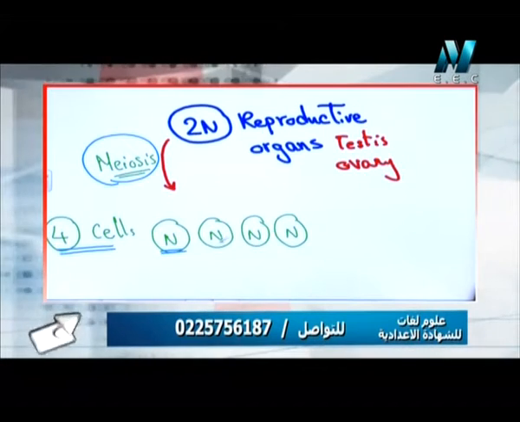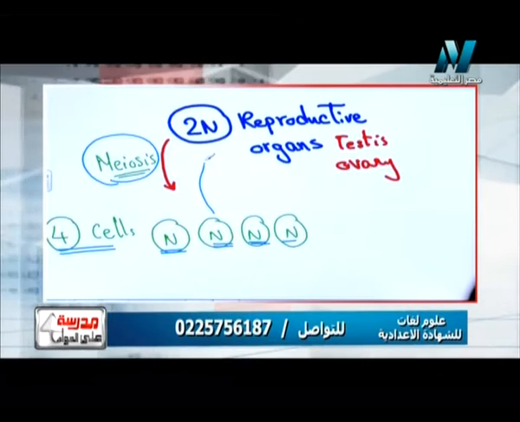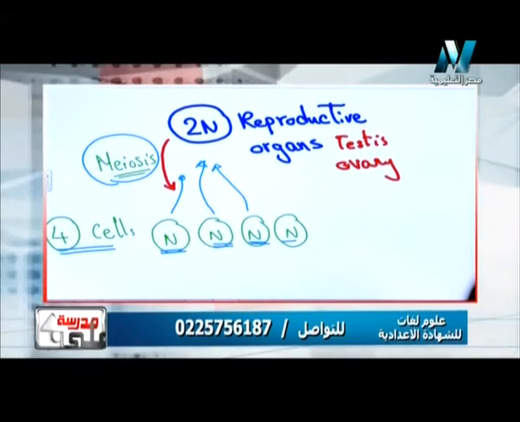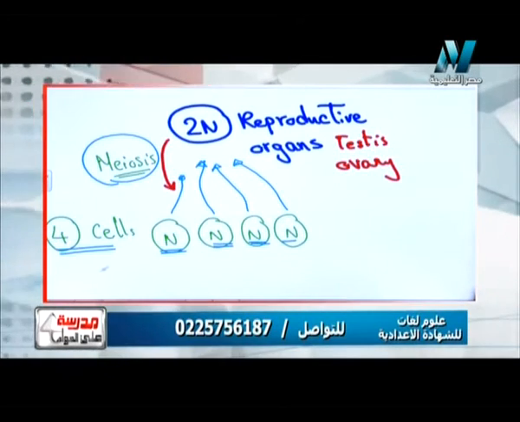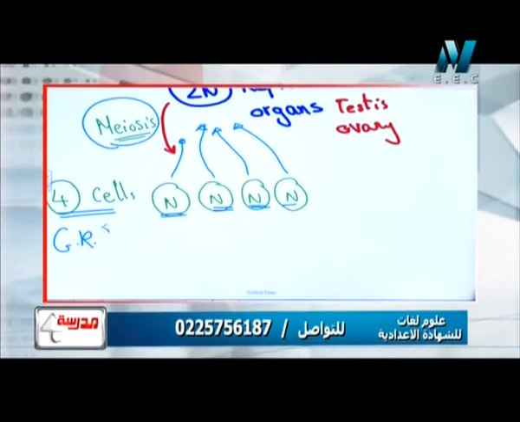Each one of them has half the number of chromosomes of what? Of the mother, or the parental cell. So here we have a "give reason for" question.